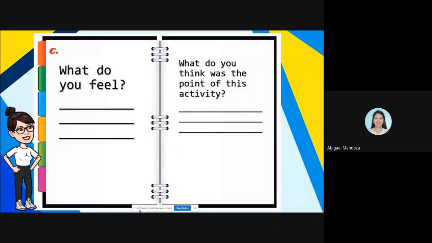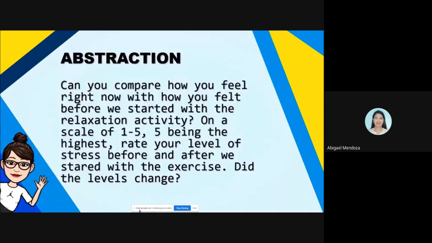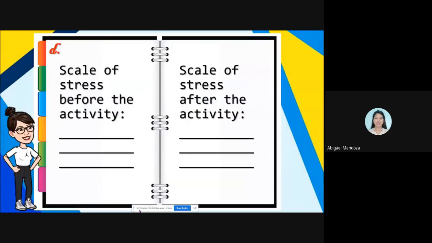Analysis. What do you feel? What do you think was the point of this activity? Write your answer on your notebook. Abstraction. Can you compare how you feel right now with how you felt before we started with the relaxation activity? On a scale of 1 to 5, 5 being the highest, rate your level of stress before and after we started with the exercise. Did the levels change? Here is the format.